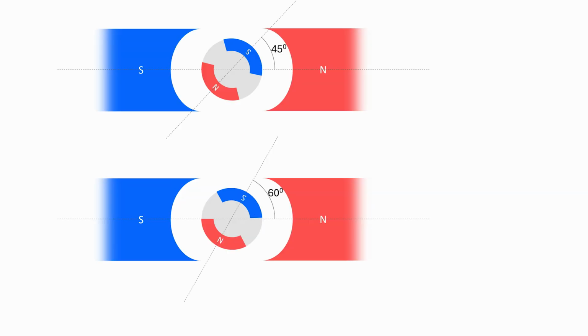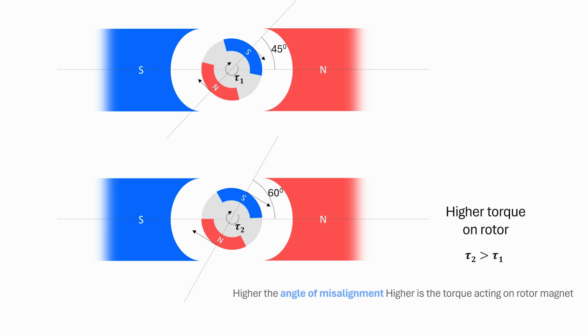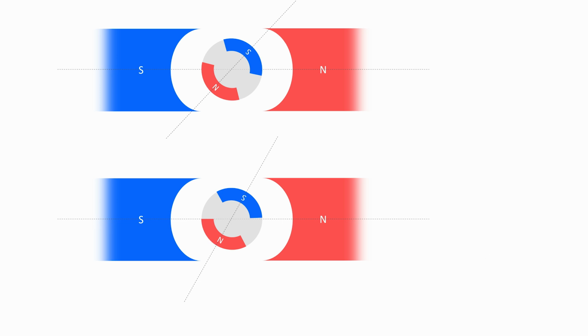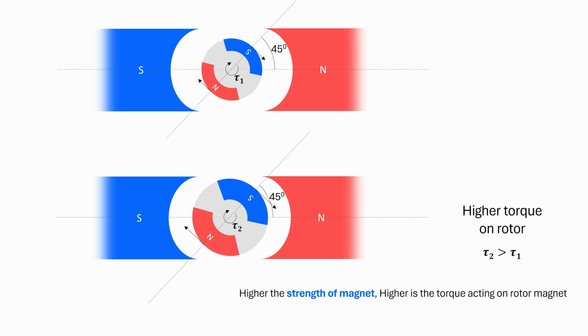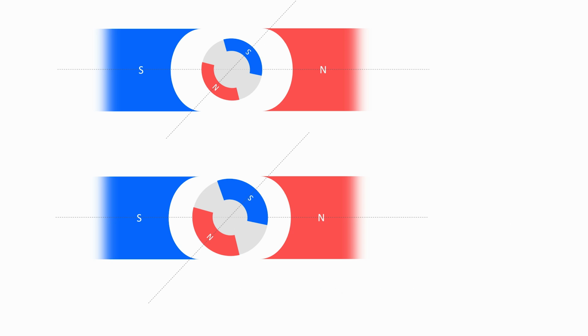Let us consider 2 cases where the misalignment angle is 45 degrees and 60 degrees, respectively. In the case of 60-degree misalignment, the torque is higher. The higher the angle of misalignment, the higher the torque acting on the rotor magnet to try to pull it back into alignment. Let us take 2 cases where the misalignment angle is the same, but we use a bigger rotor magnet in one case. In the case of the bigger magnet, the torque is higher. The higher the strength of the magnet or magnetic field, the higher the torque acting on the rotor magnet.